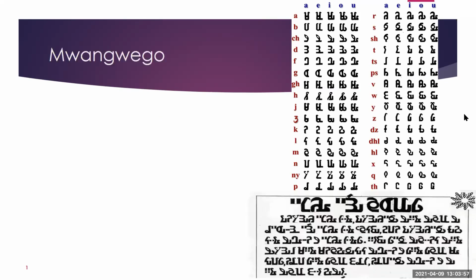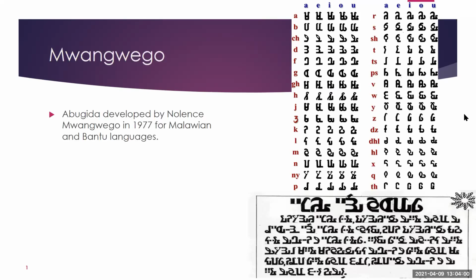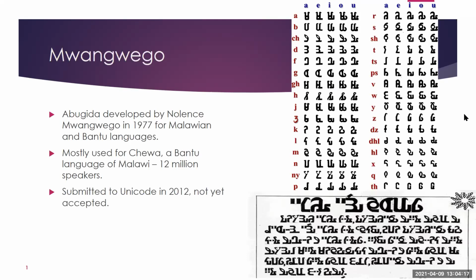There's a sample. Yeah, so this one is called Mwangwego, and it's an abugida developed by Nolens Mwangwego in 1977 for Malawian and Bantu languages. And it's mostly used for the Chewa language, which is spoken in Malawi. And yeah, it was submitted to Unicode, but not accepted, not sure why, after almost 10 years. Must have some kind of issue. And yet, I think it's a really great script, but for one reason or another, it has not really caught on, and it only has about 400 users, apparently. But hopefully it catches on because I think it's a really interesting script.